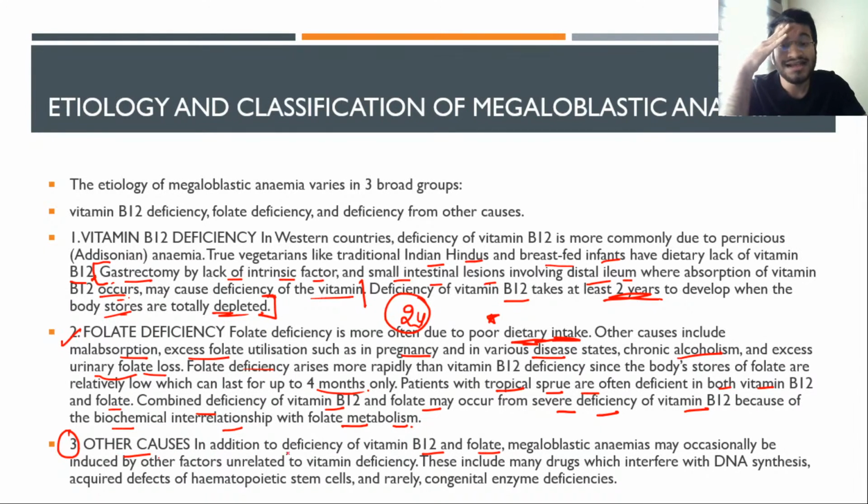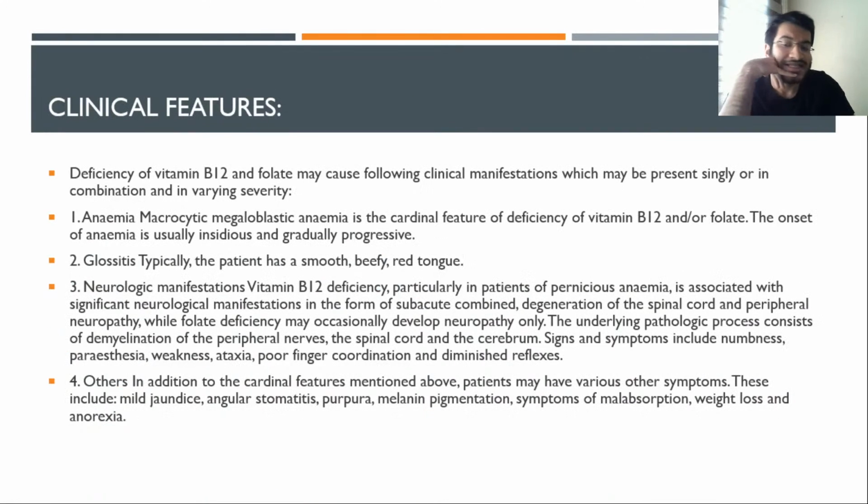Other causes. In addition to the deficiency of vitamin B12 and folate, megaloblastic anemia may occasionally be induced by other factors related to vitamin deficiency. These include many drugs which interfere with DNA synthesis, acquired defects of hematopoietic stem cells, rarely congenital enzyme deficiencies. So there are other causes as well. We will discuss this properly once in the Schilling's test.